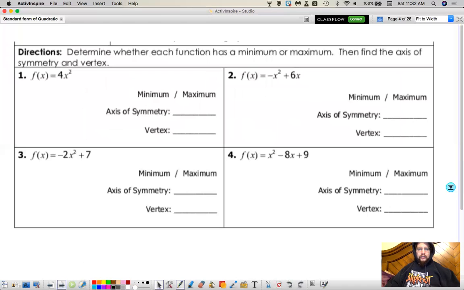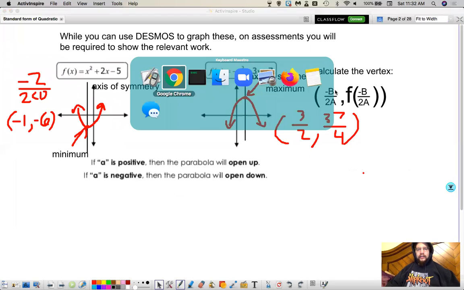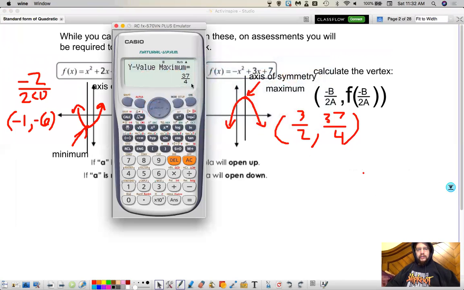All right, so let's just practice. Does it have a min? Does it have a max? What's the axis of symmetry? What's the vertex? So again, we're going to use this formula right here to calculate our vertex. If you have this calculator, you can type it in and it'll give it to you. But I want to see you show me negative b over 2a. Just show me that and we're good.